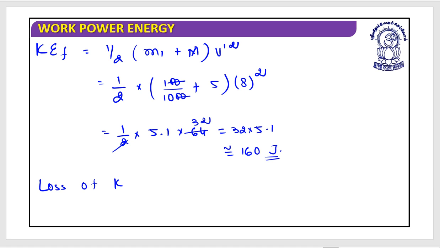So the loss of kinetic energy: initially it was 8000 joule, minus, if this is considered as only 5, 160. So the remainder is the loss of the kinetic energy. I hope this is clear. It's 8000 minus 160, which is 7840.